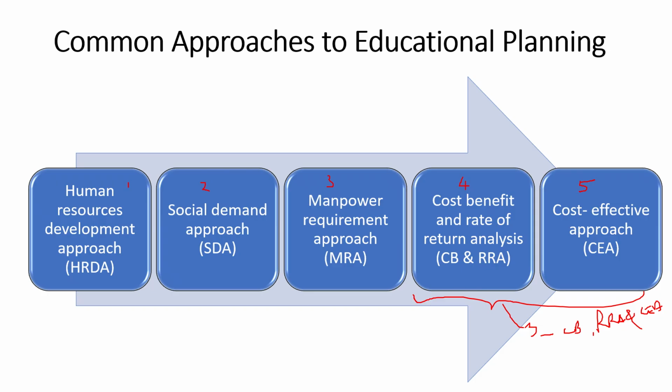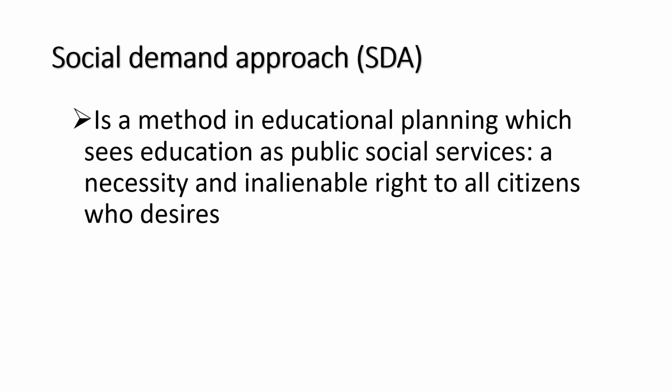So sometimes some other versions will present 4 of them. That will be 1, 2, the human, social, manpower, and then you'll have cost analysis, within which you are going to study cost benefit, rate of return, and cost effective analysis. Now, for the sake of this class, I've tried to unpack the economic technique approach to educational planning into 2 parts: the cost benefit and cost rate of return, and then also the cost effective approach. And we start with the so-called social demand approach to educational planning.